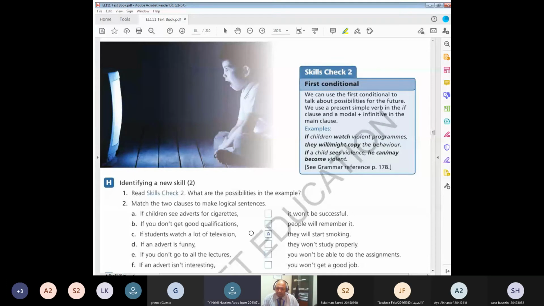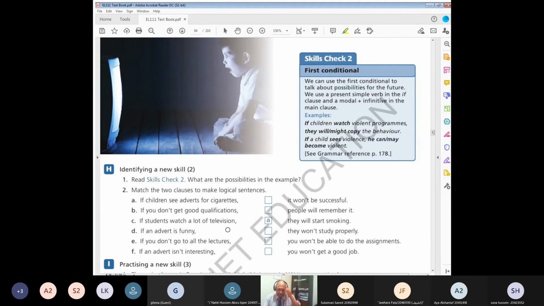Yes, it's within our power. So the condition would be that you apologize and then the other side would forgive you. So this is the first conditional where after if, you normally have present simple and the other part would be will or may or can. So they are all about the future. And we have examples.